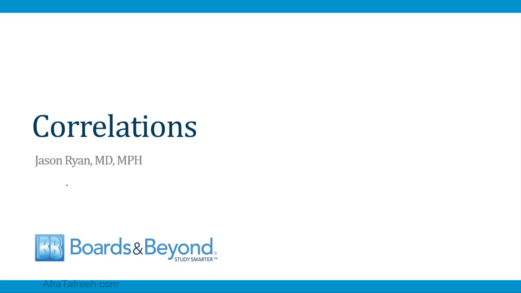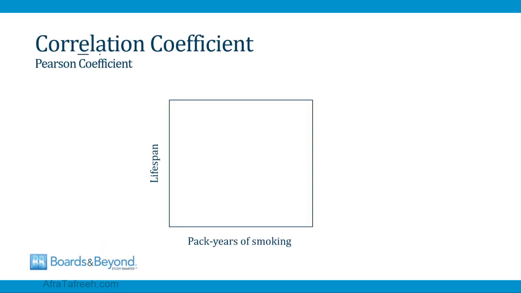Hi everybody, and welcome to our module on correlations. We'll start by talking about the correlation coefficient, also known as the Pearson coefficient. And to understand this, let's imagine we were going to examine the relationship between pack years of smoking and lifespan.